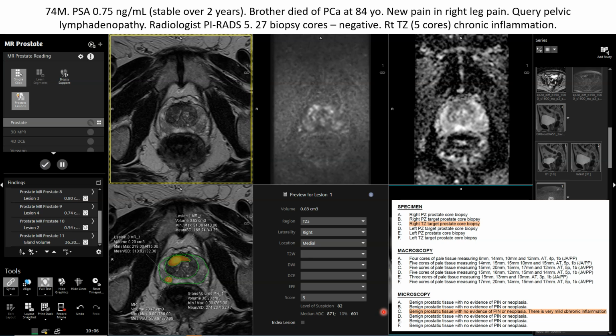Let's look at a case illustrating potential pitfalls. This 74-year-old man had a stable low PSA but concerning symptoms and family history. The radiologist interpreted the scan as PI-RADS 5 and the AI concurred, highlighting a large lesion in the right transition zone with a high suspicion score.